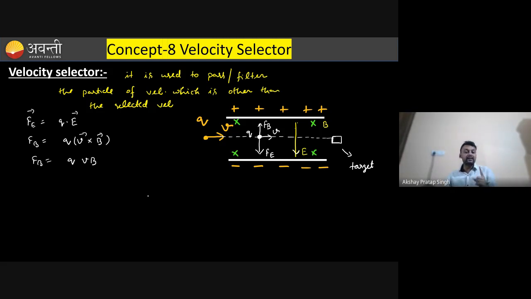Are you getting my point? Why must the net force be zero? Let's suppose the net force is not zero and the electrostatic force is larger than the magnetic force, so the charge will move in the downward direction. And if the magnetic force is more, the charge will move in the upward direction. So that's why I am saying that both these forces must be equal and opposite.